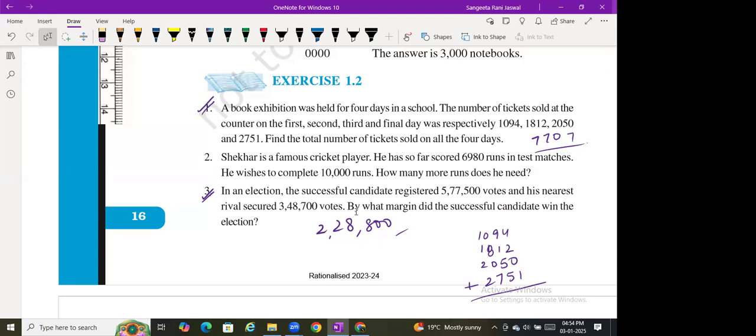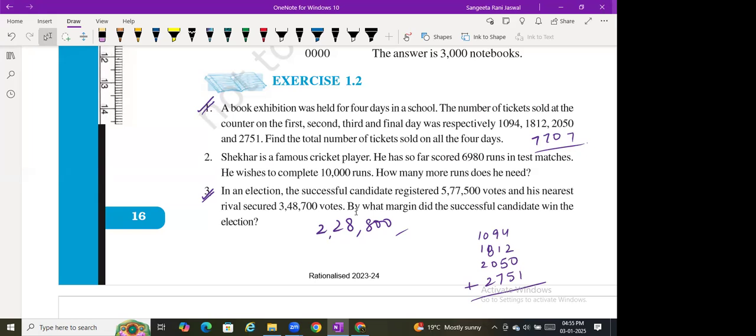Nishika, you read the second question. Shekhar is a famous cricket player. He has so far scored 6,980 runs in test matches. He wishes to complete 10,000 runs. How many more runs does he need? So how many more runs does he need? What will you do in this question?